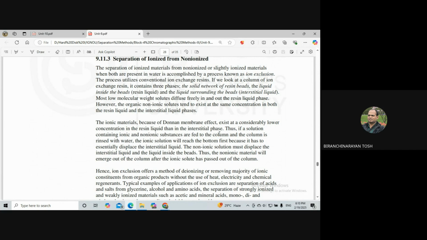Here you use a solid network of resin beads, liquid inside the bead or resin liquid, and the liquid surrounding the beads is the interstitial liquid. So low molecular weight solutes diffuse freely in this case.